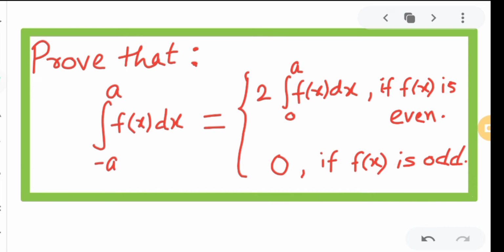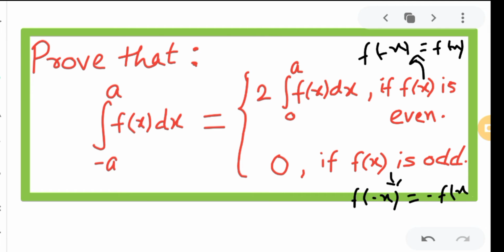So you know this concept first, that f(x) is even. f(x) is even means f of minus x is f of x. Correct? This is the meaning of f(x) is even. And f(x) is odd means f of minus x will be minus of f(x). This you know. Correct? So if this condition, even or odd, holds for f(x), then this integration will be the same as this and this. Correct? So we are going to discuss this.